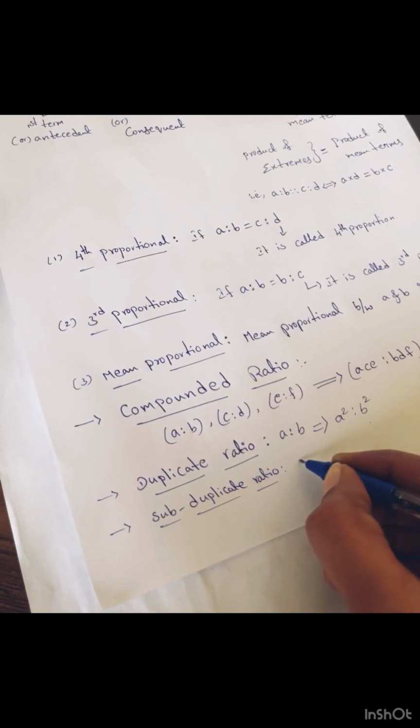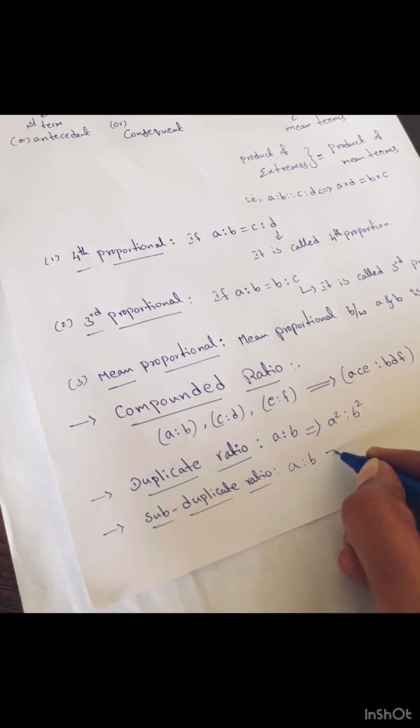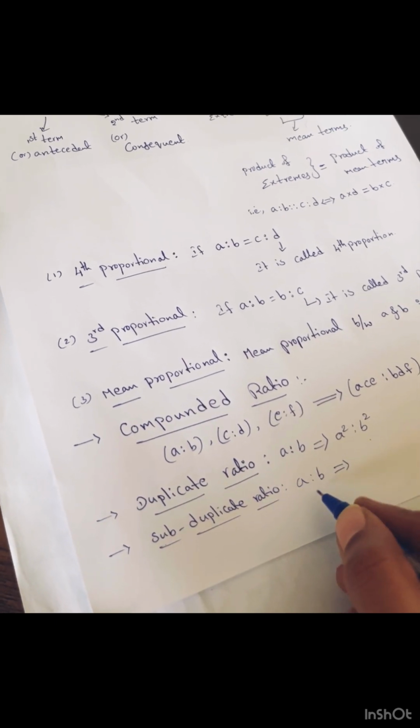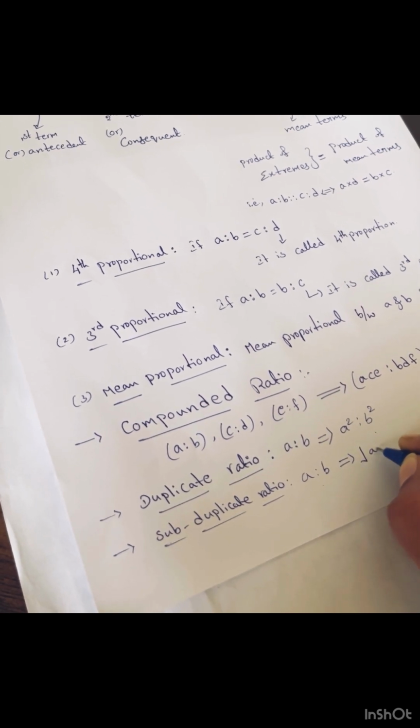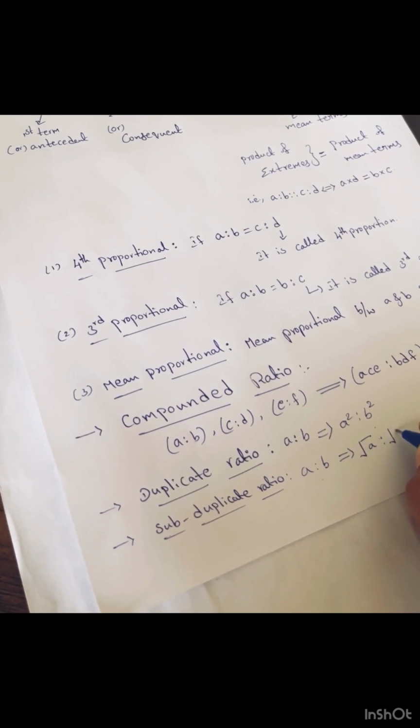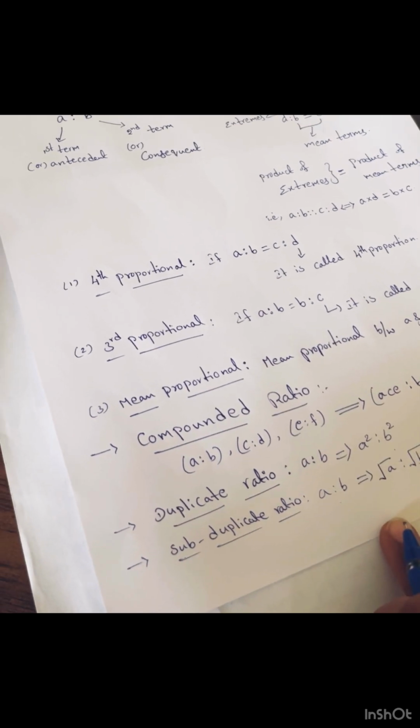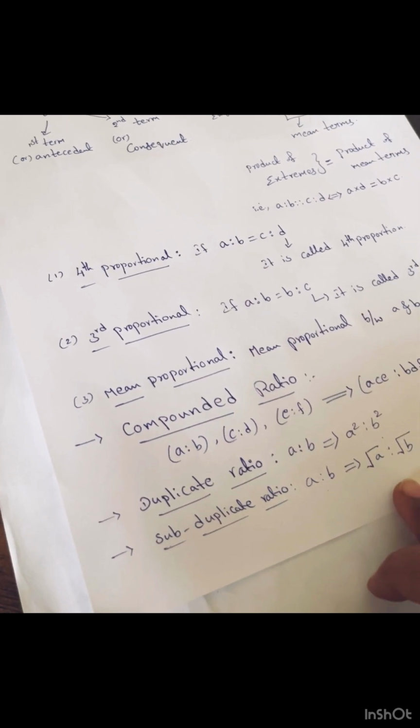2 square is to 3 square. Okay. Next, subduplicate ratio. So if A is to B is a ratio, the subduplicate ratio of A is to B is square root of A is to square root of B.